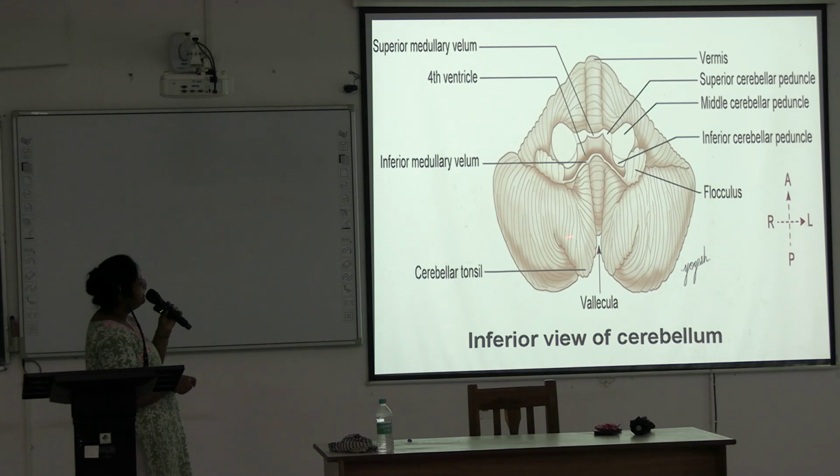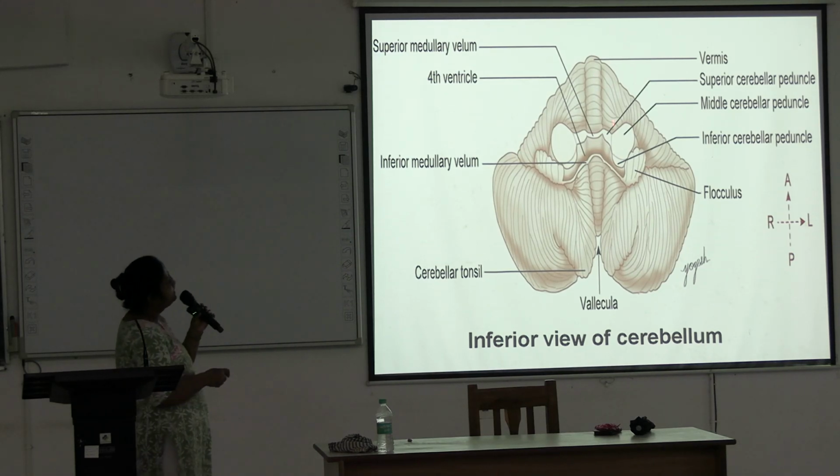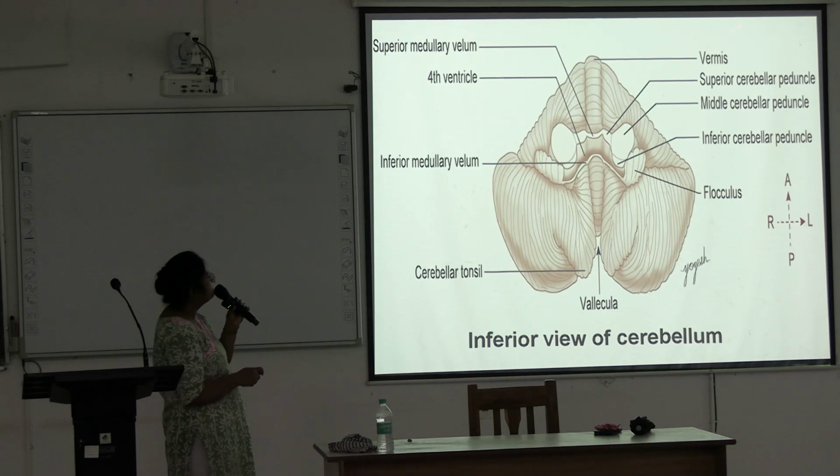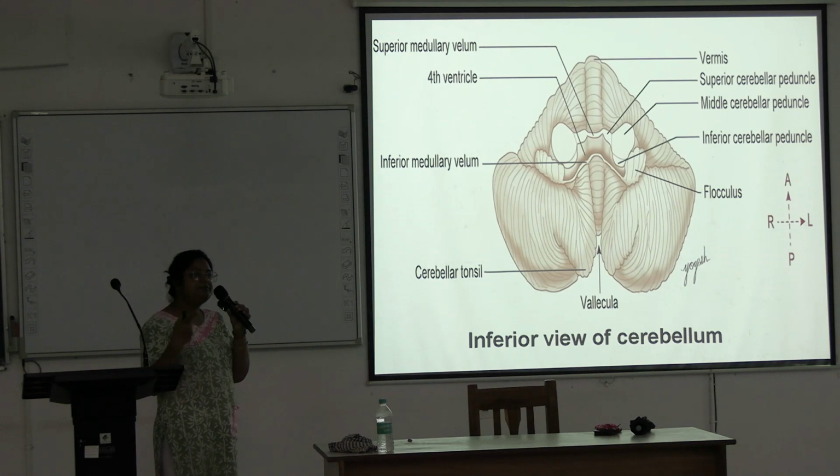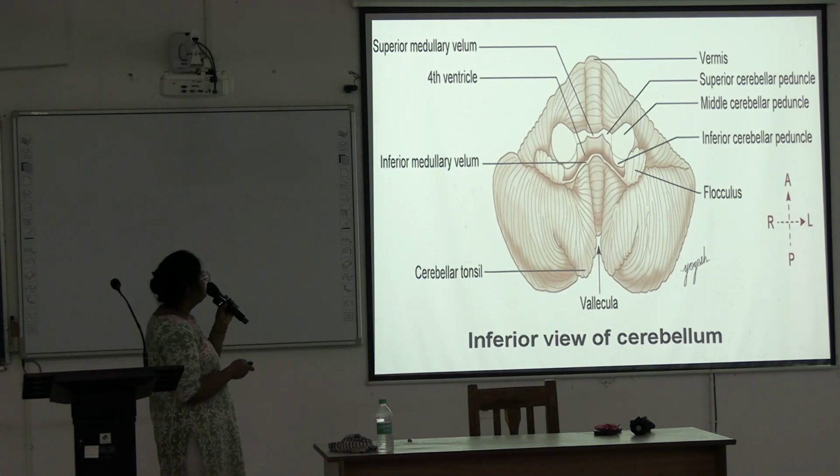And this projecting part is the cerebellar tonsil, the inferior surface of the cerebellar hemispheres, the midline portion is the vermis, and these are the three peduncles. Okay, superior, middle, inferior cerebellar peduncle, connecting it with the midbrain, pons and medulla.